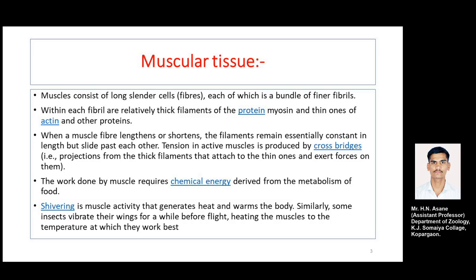This chemical energy also gets generated by means of shivering, and shivering is the phenomenon where the skeletal muscles vibrate and produce energy. So shivering is muscle activity that generates heat and warms the body. Similarly, some insects vibrate their wings for a while before flight, or before the nuptial flights, heating the muscles to the temperature at which they work best.